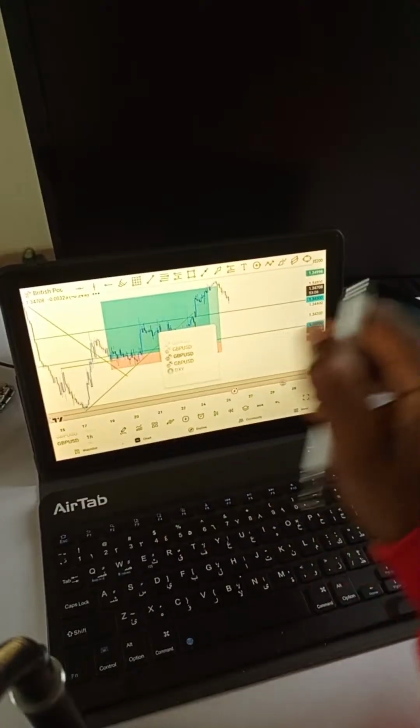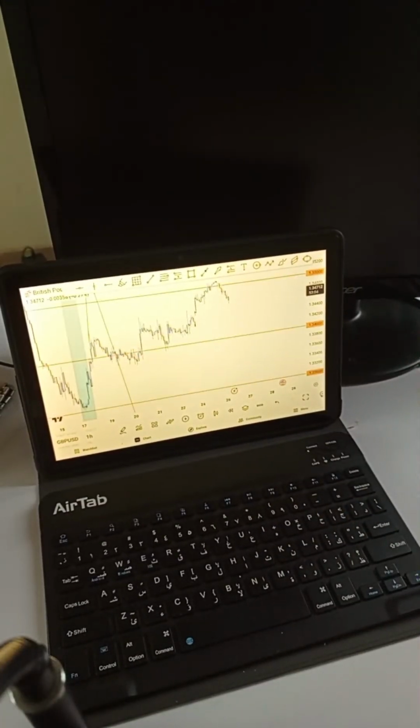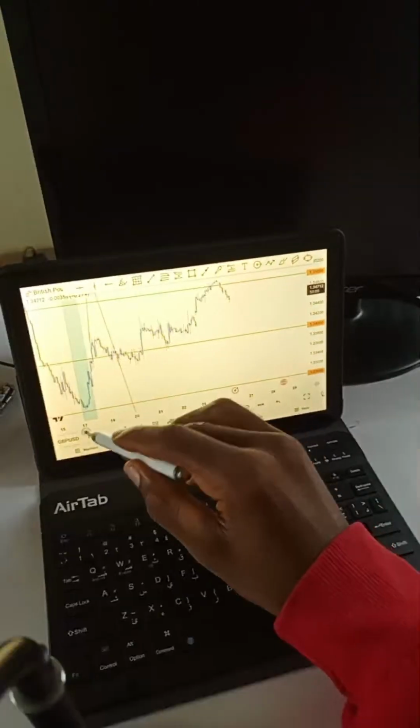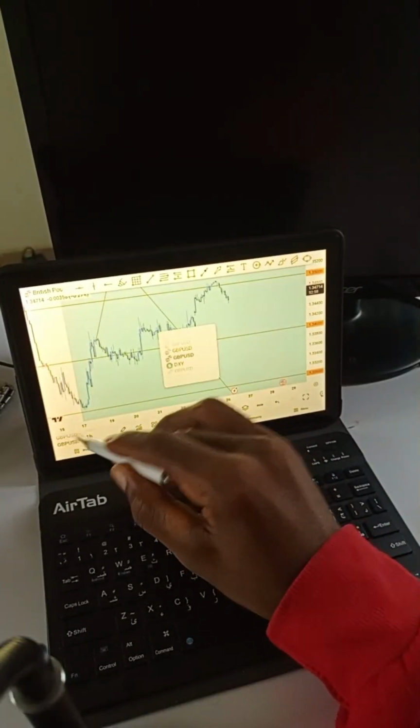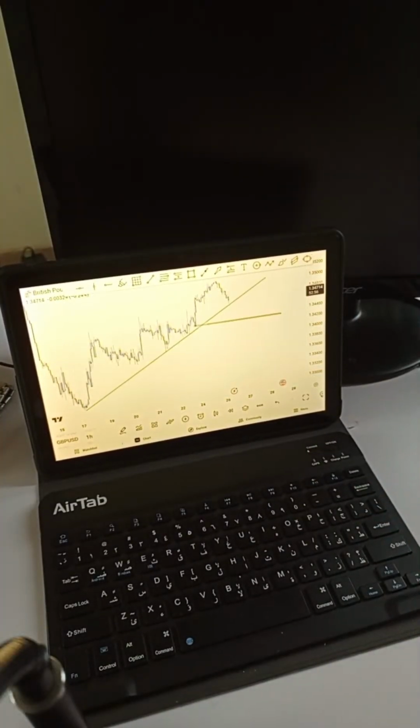Let's get it going. So right now, we are looking forward to see if we can catch another entry on GBP USD.